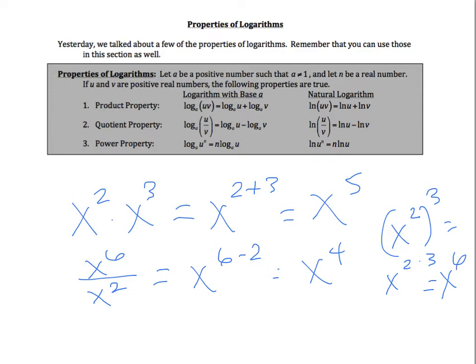All right, so all of that is important because that is where our properties of logarithms come from. So my product property comes from the fact that when I multiply my u and my v together, what I'm really doing is adding my exponents, just like I did right here. And my quotient property comes from the fact that division becomes subtraction. And my power property comes from the fact that when I raise a power to a power, I multiply.